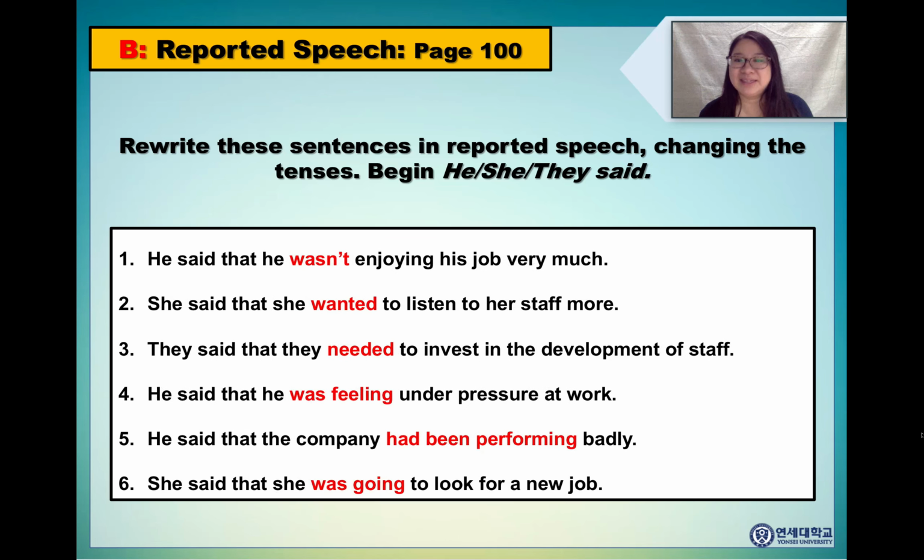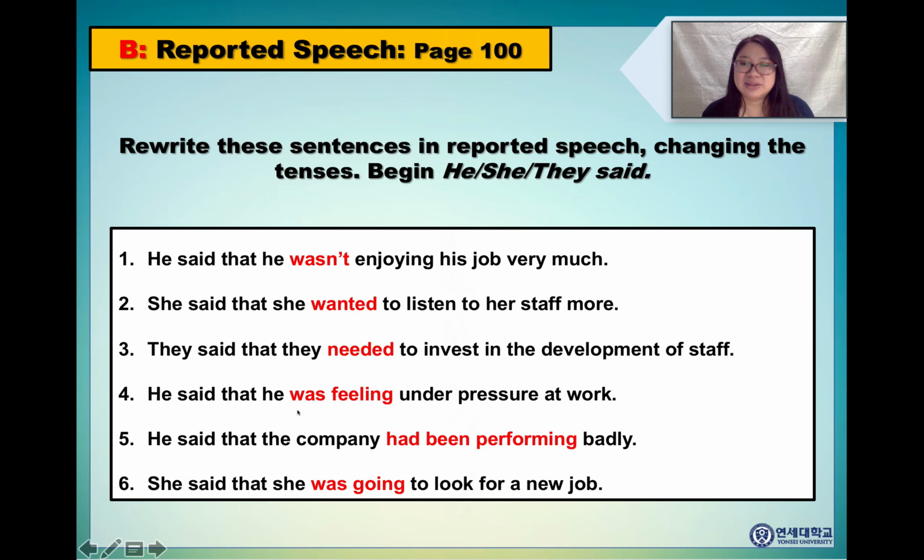Number 1, he said that he wasn't enjoying his job very much. Number 2, she said that she wanted to listen to her staff more. Number 3, they said that they needed to invest in the development of staff. Number 4, he said that he was feeling under pressure at work. Number 5, he said that the company had been performing badly. And 6, she said that she was going to look for a new job.